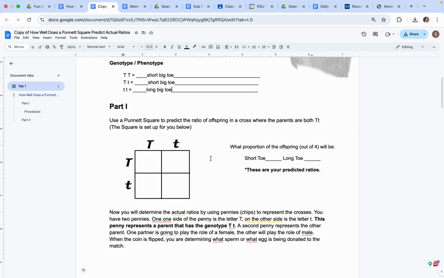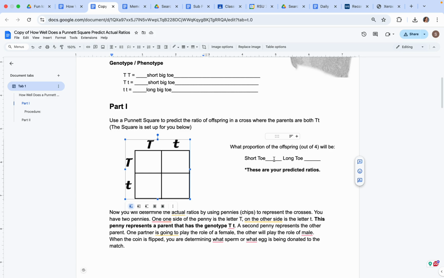Okay, so part 1. Use a Punnett square to predict the ratio of offspring in a cross where the parents are both big T, little t. The Punnett square is set up right here. I can't edit this, unfortunately, but it would be big T, big T in the first box, big T, little t in the second box. In the bottom left, it would be big T, little t. And in the bottom right, it would be little t, little t. You can pause this video if I'm going too fast.